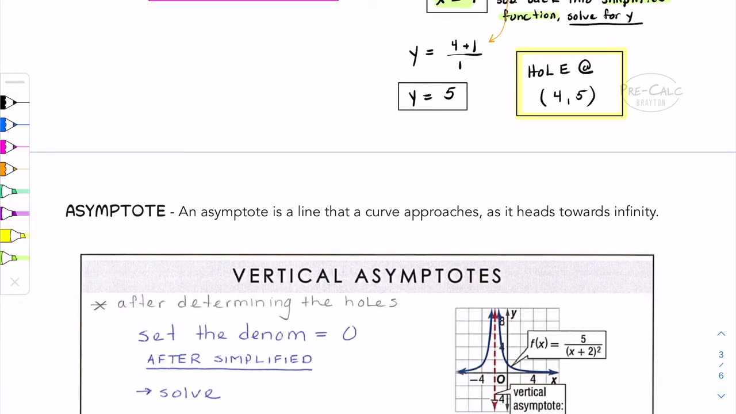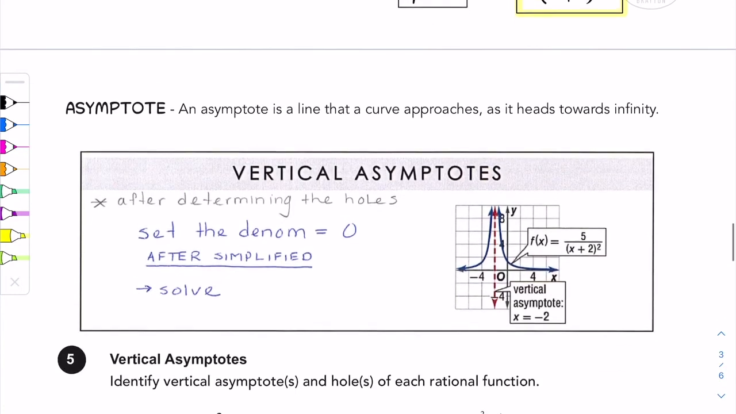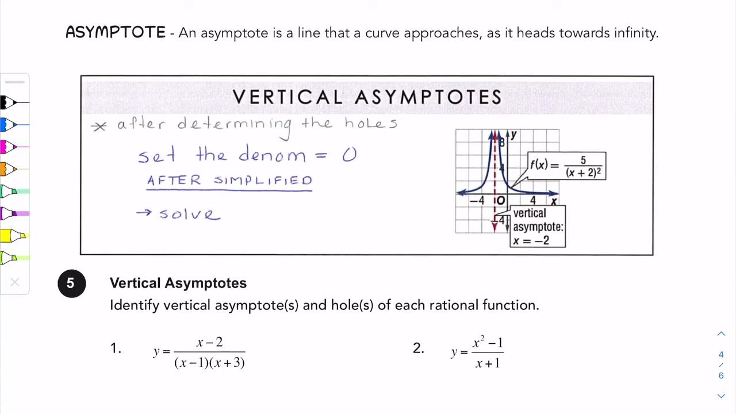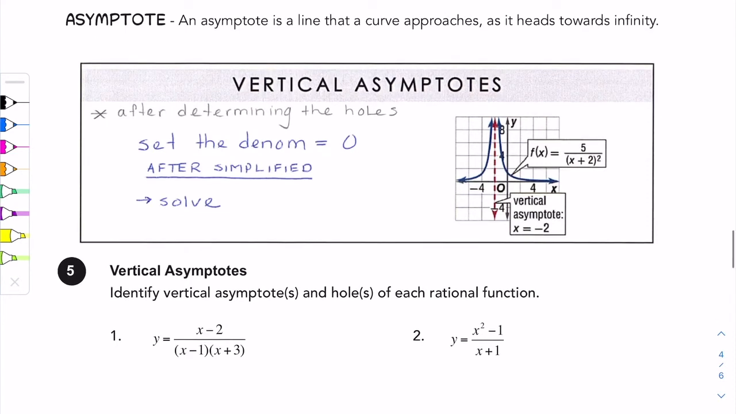Next, we're going to talk about asymptotes, and we're actually just going to do vertical and horizontal just to kind of shorten this lesson up a little bit. And then tomorrow we'll do a short little clip on the last one, which is oblique asymptotes. So vertical asymptotes are a line that a curve approaches as it heads towards infinity. You have to find vertical asymptotes after you find the holes because they are found after you simplify or after you take out the hole.